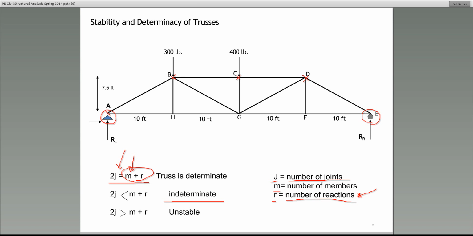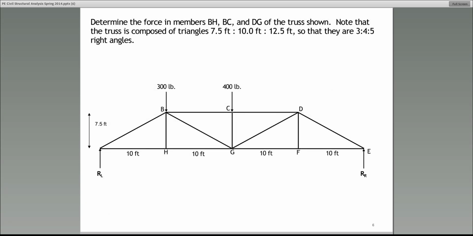The right-hand side, m plus r, is the number of members. The internal force in each member is an unknown. And r, the number of reactions, those are unknowns. So the right-hand side, m plus r, is the number of unknowns. The left-hand side is the total number of equations available to us. And just like what we did previous to this slide, if those numbers are equal, then it's determinate. If not, different. All right, let's move on.